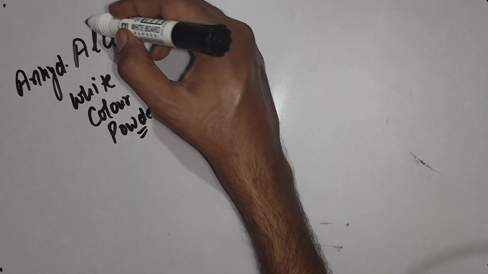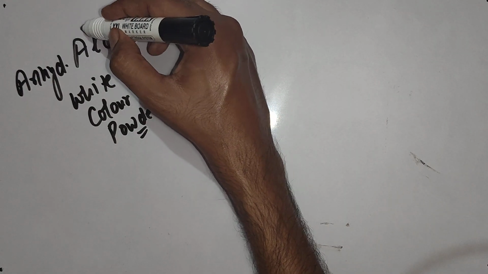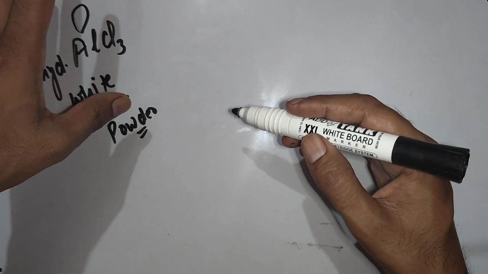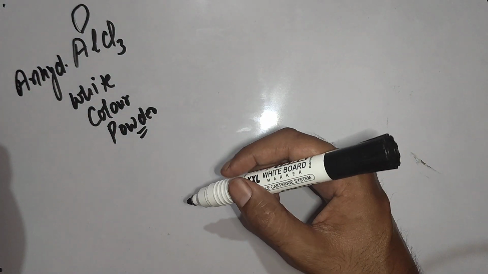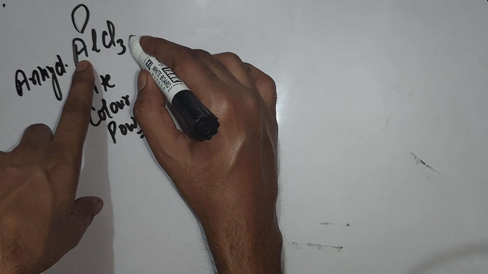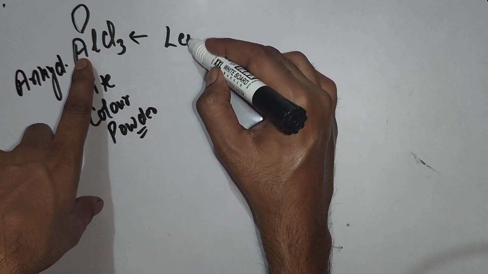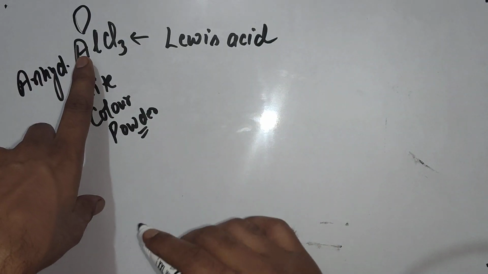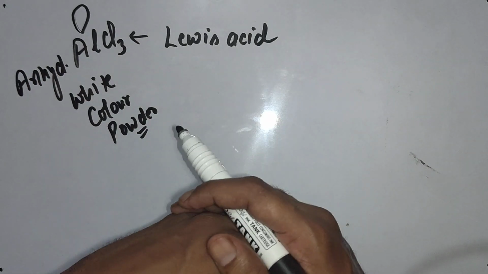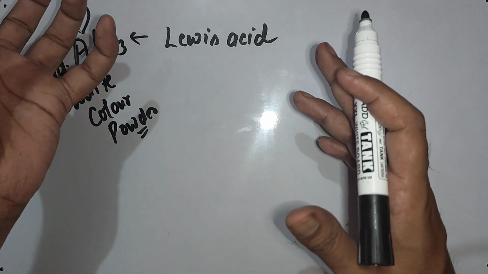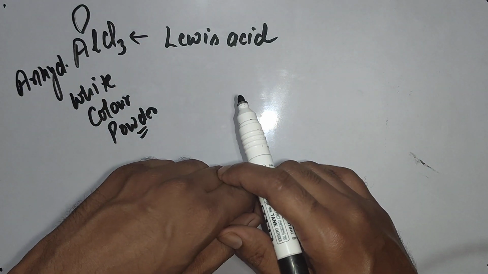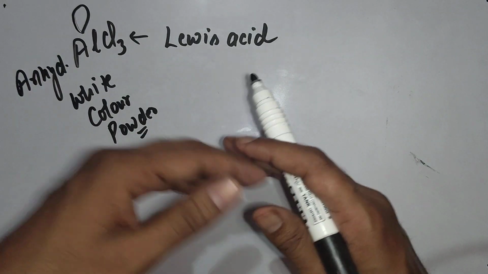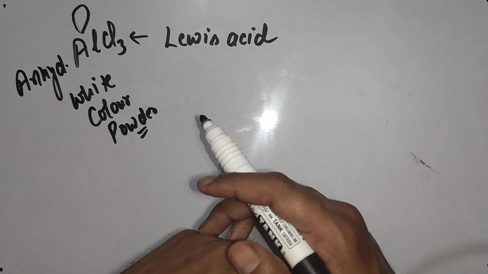Now in AlCl3, this aluminium, which is the central atom, has a vacant orbital, and with this vacant orbital it has a tendency to attack a pair of electrons. That's why we call this AlCl3 a Lewis acid. What are Lewis acids? Those in which the central atom has a tendency to accept a pair of electrons because it contains a vacant orbital. So we call them Lewis acids. So AlCl3 is working as a Lewis acid here.